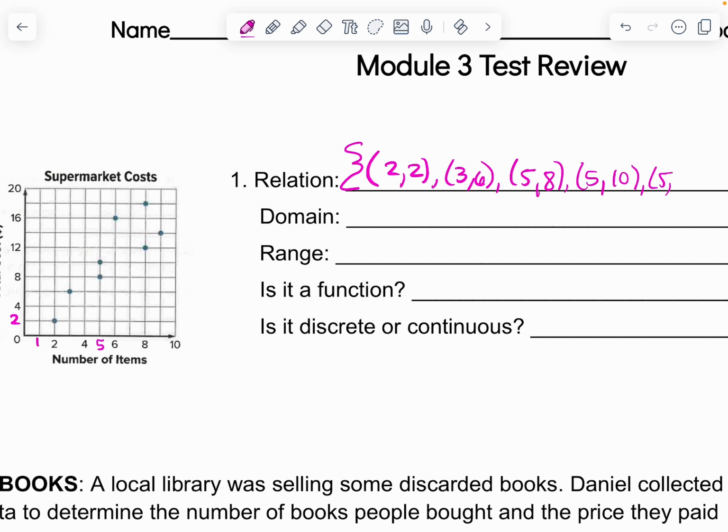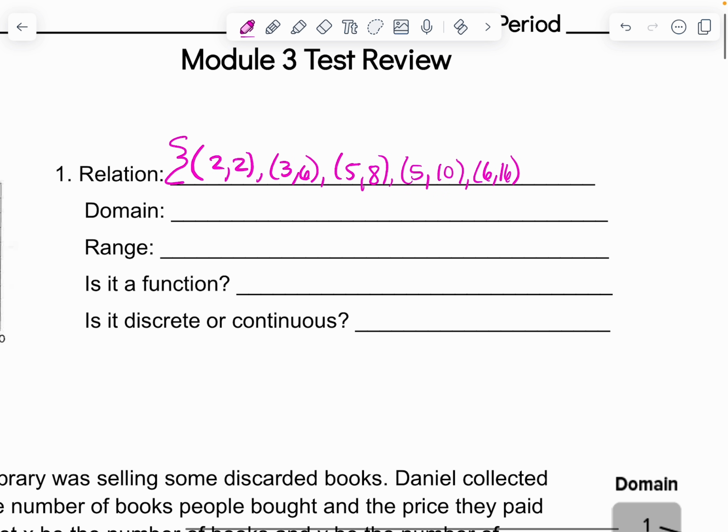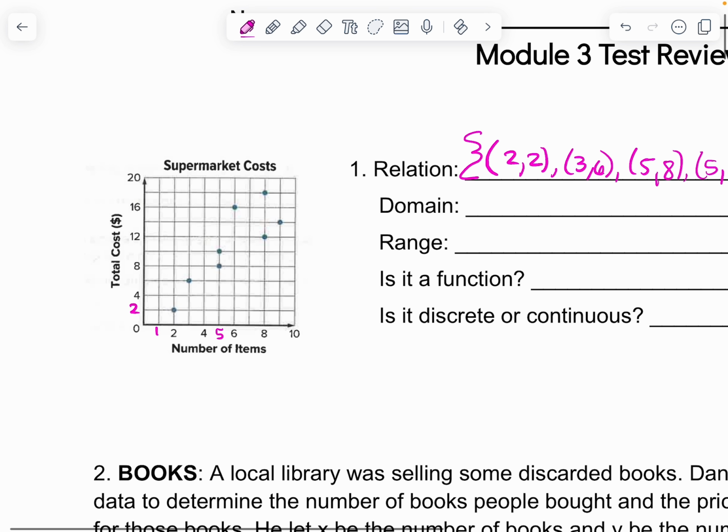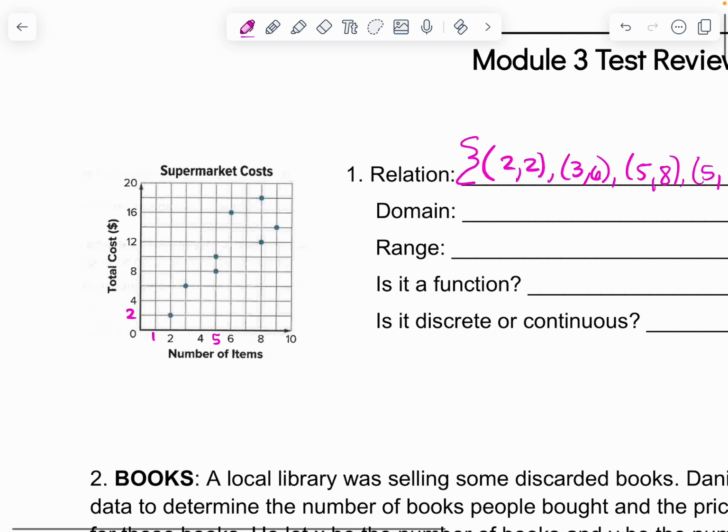Then we have 6, 16. We have 8, 12 and 8, 18. Last but not least, we have 9, 14.